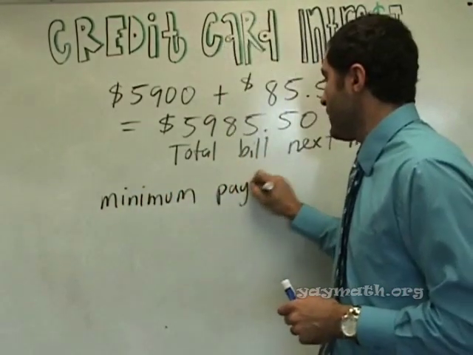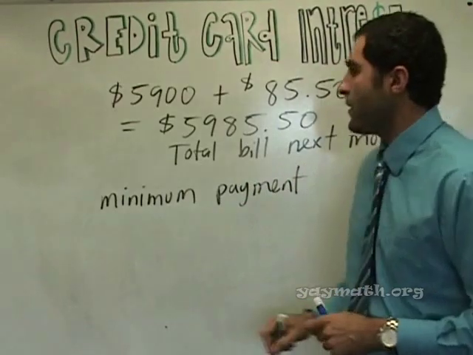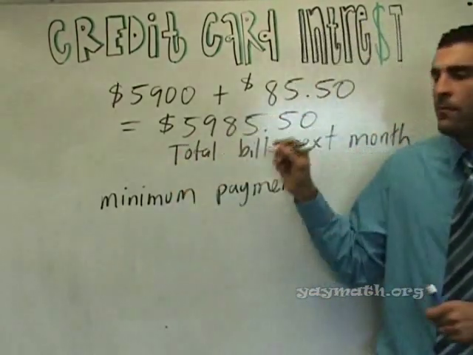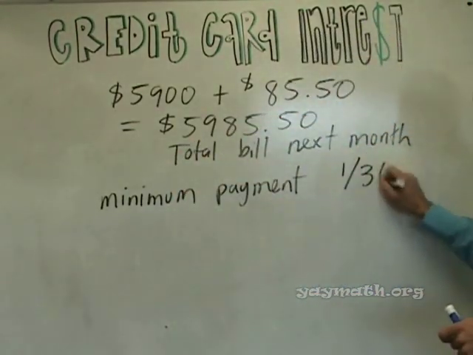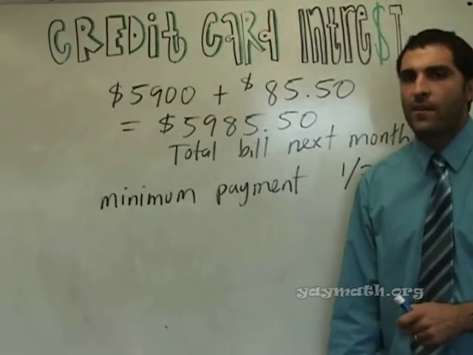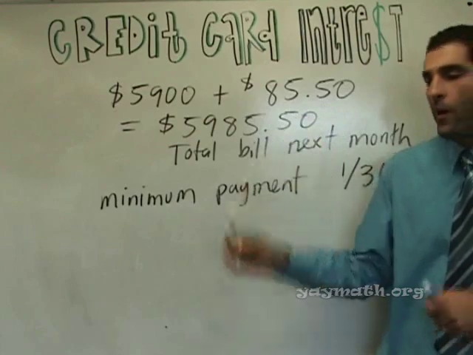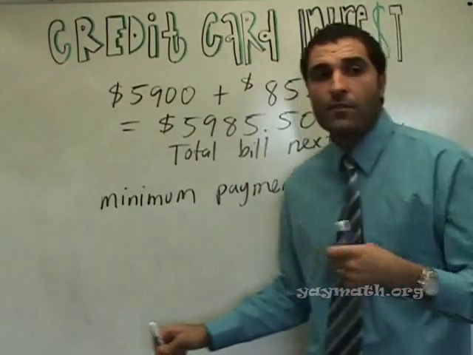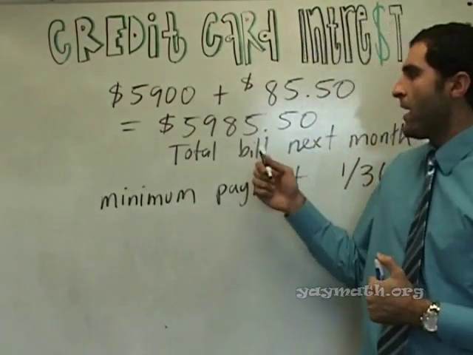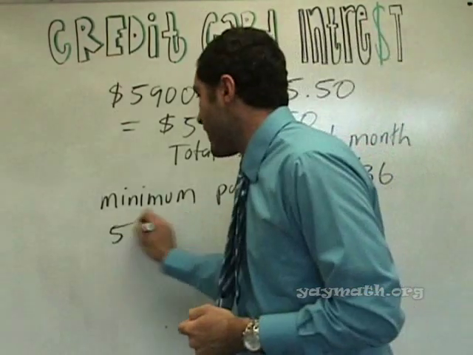Minimum payment. Many times for large bills such as these, the minimum payment is 1/36 of the total balance. So we get the minimum payment of this by dividing it by what? 137. Right? Or dividing by 36 or multiplying by 1/36. Can you guys tell me what that is?